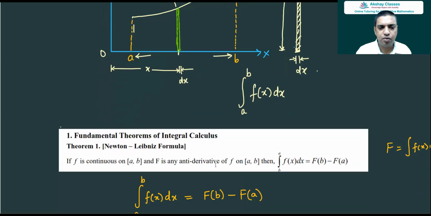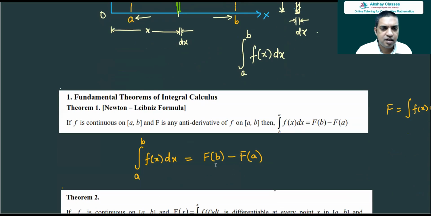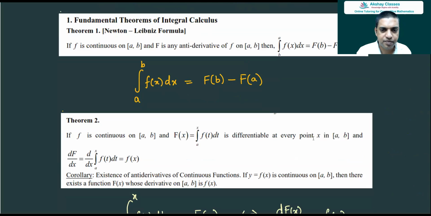Then we discussed how the antiderivative and the concept of definite integral are connected by the Newton-Leibniz formula. Integral a to b f of x dx is the value of the antiderivative at b minus the value of the antiderivative at a. The antiderivative function can be written as capital F of x equal to integral a to x f of t dt, and differentiating this gives us the function f of x.